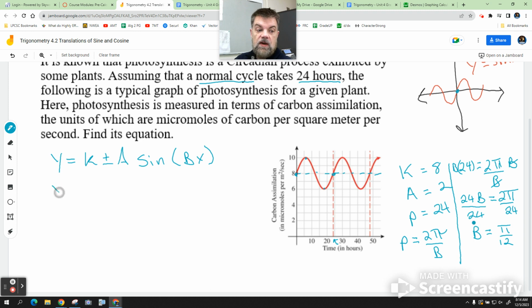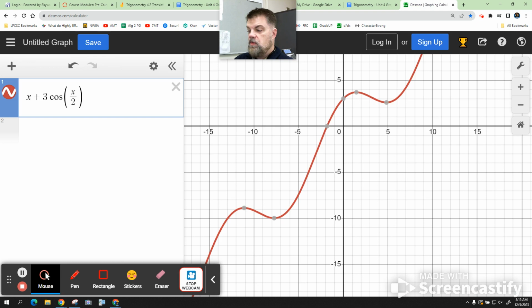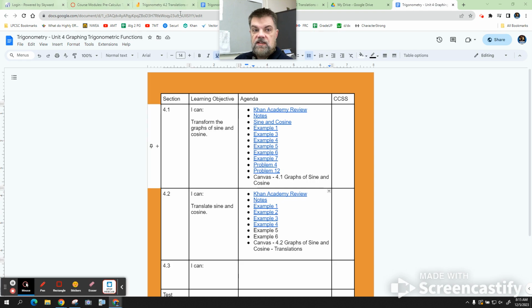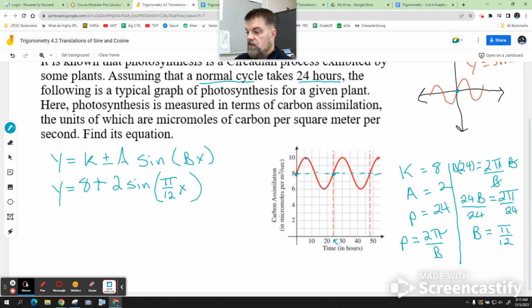So I'm going to say y is equal to 8 plus 2 sine of pi over 12 x. Now, if I'm not sure, what can I do? Graph it. So I'm going to go into Desmos, and I'm going to pull this off the screen so I can see my function as I type it in.